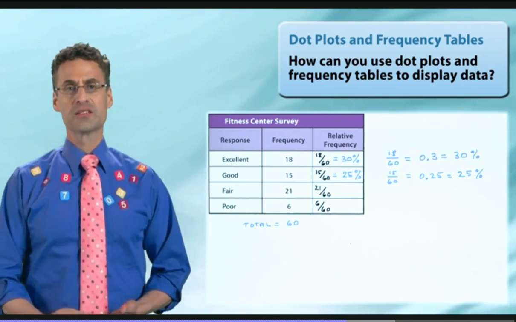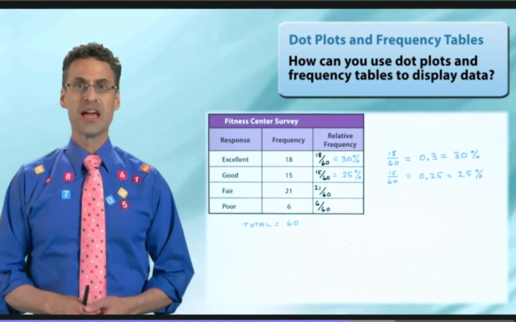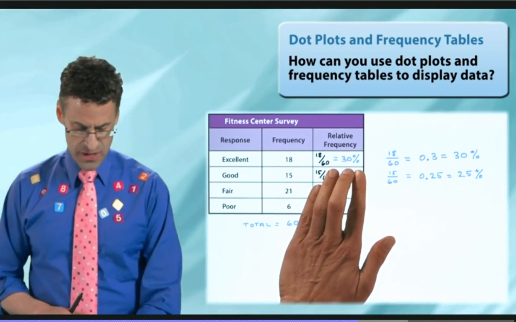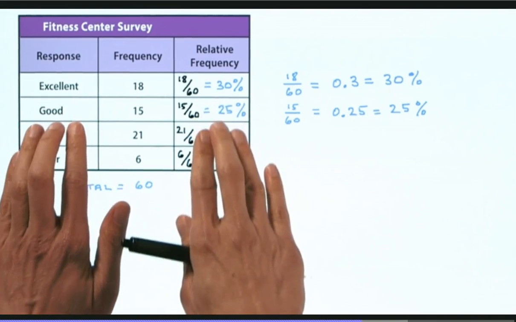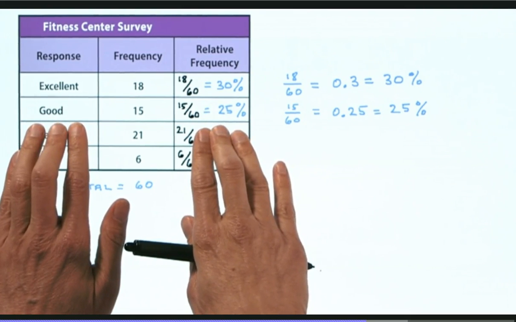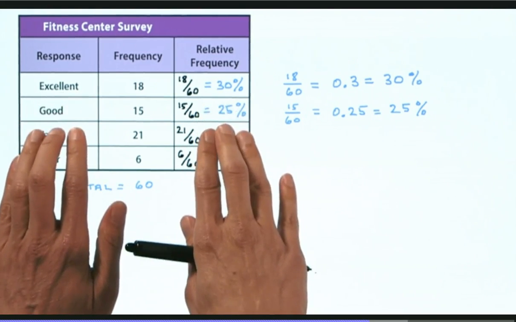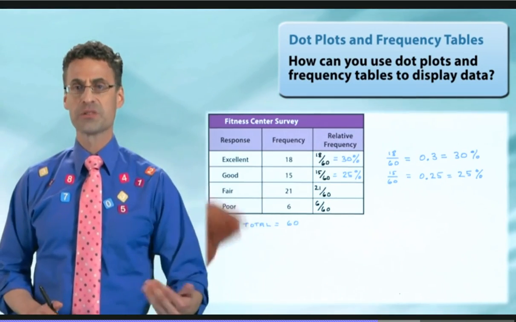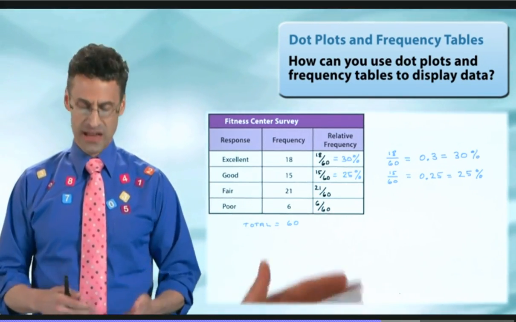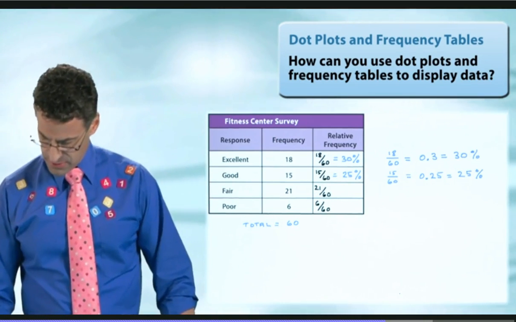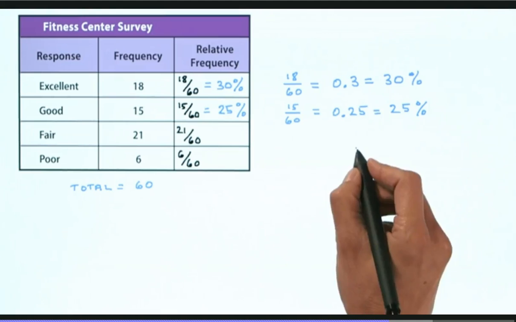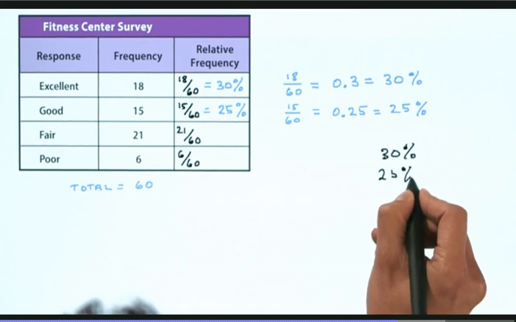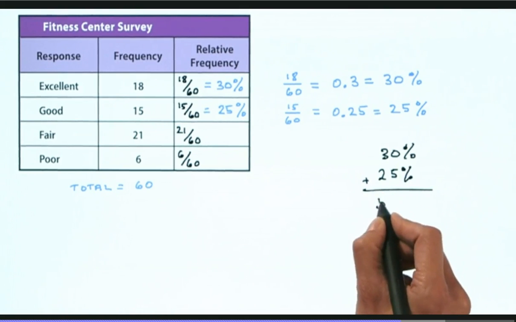Now, all we care about is what percent of members rated the center as excellent or good. Well, we now know the percentage that rated the center as excellent, and we also know the percentage of people who rated it as good. So to find out those who rated it as excellent or good, all we have to do is add those two numbers up. That will give us the totality of the percentage of those members that rated it as one or the other. And so what we want to do now is just add those two percentages. So 30% and 25%. And if we add, we see we get 55%.